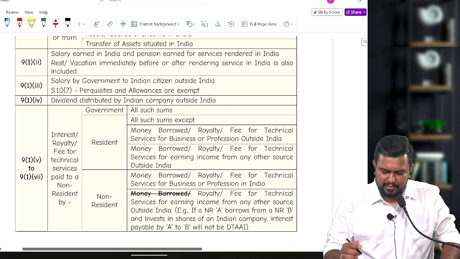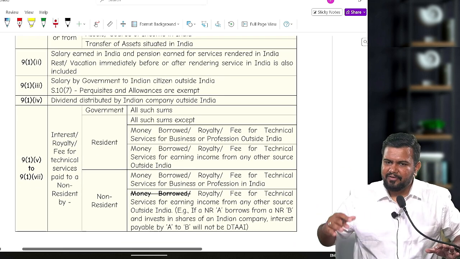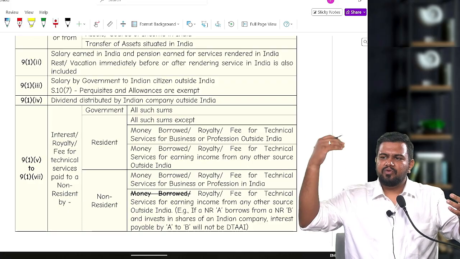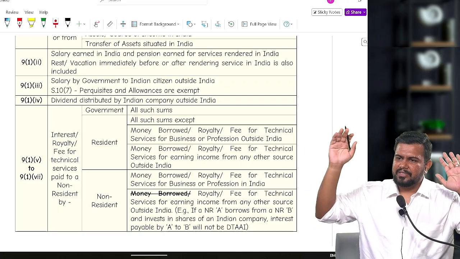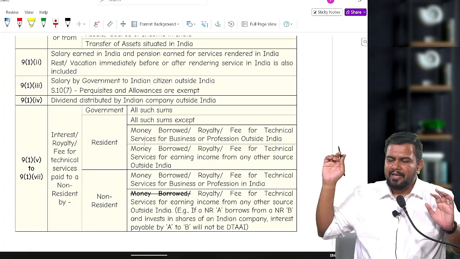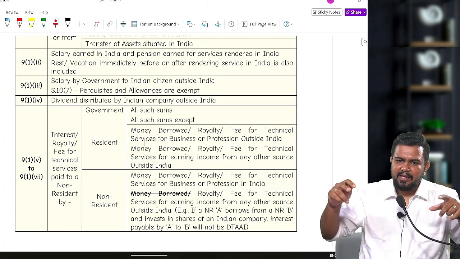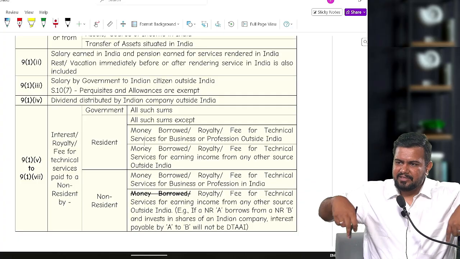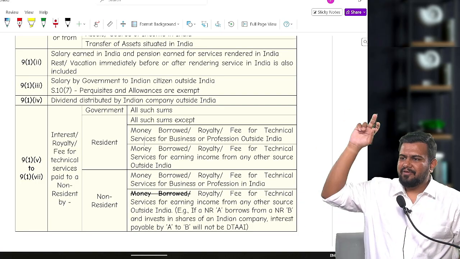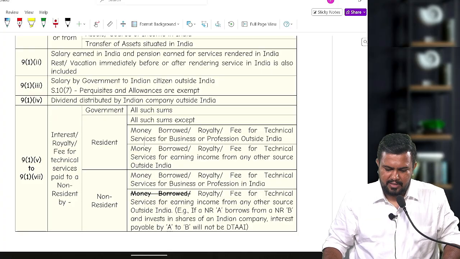Fine. Then let's say for 30 years I worked in India. After 30 years I retired and went to USA. In USA I am receiving pension from my old employer. Is this pension also deemed to accrue or arise in India? Answer is yes. Because for my salary which is earned in India only, I am receiving pension. That is why this pension is also deemed to accrue or arise in India.